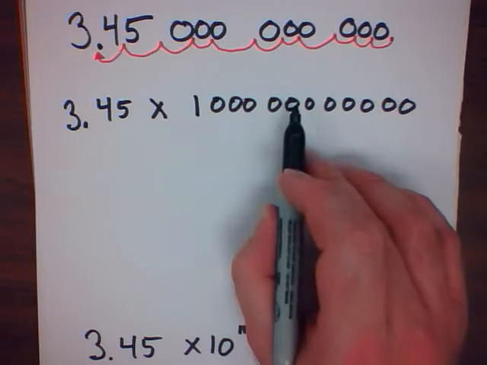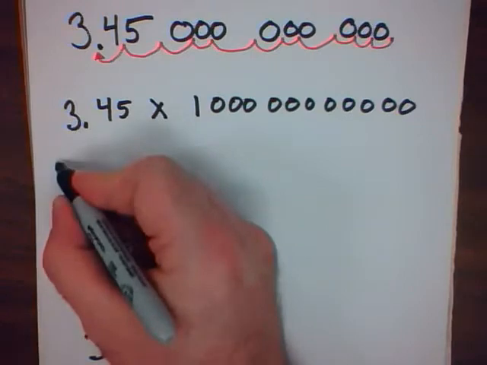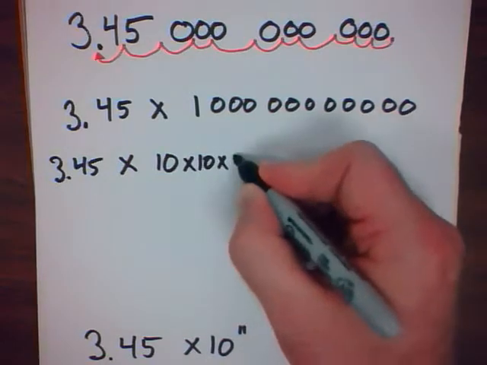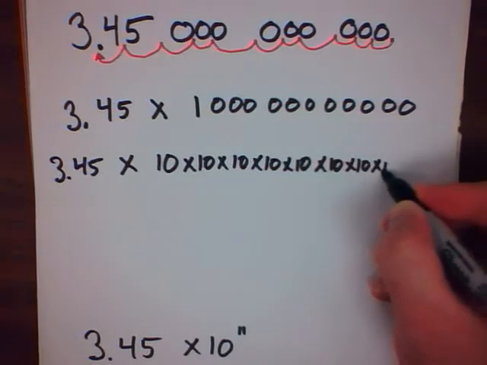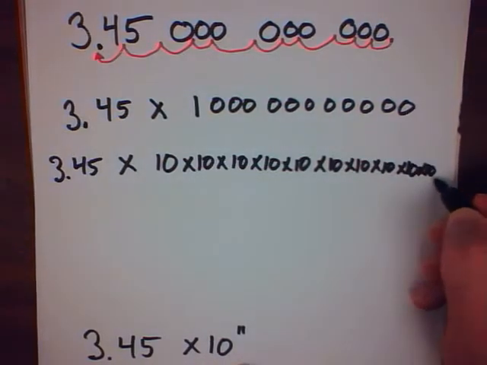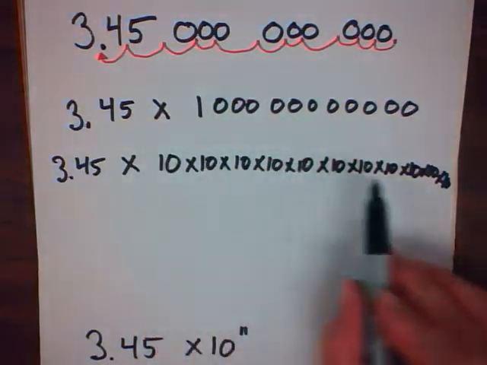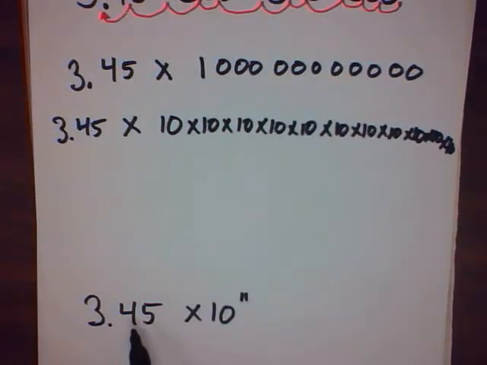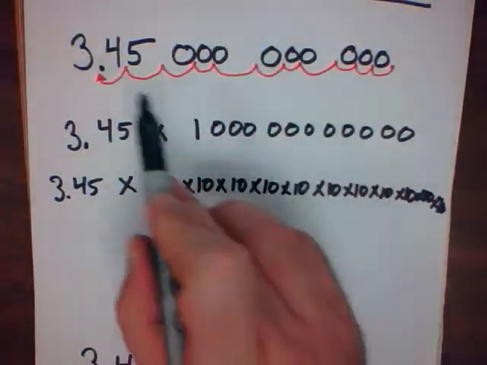this is 10 times 10 times 10 times 10 times 10 times 10 times 10 times 10 times 10 times 10, like this. 3.45 times 10 times 10 times 10 times 10, and so on up to 10. Oh, running out of room. There's 11 of these. But wait a minute. When we're doing this, there's a shorter way of writing that. 3.45 times 10 to the power of 11. This is 10 times itself 11 times, which would give me this, which would give me the original number.